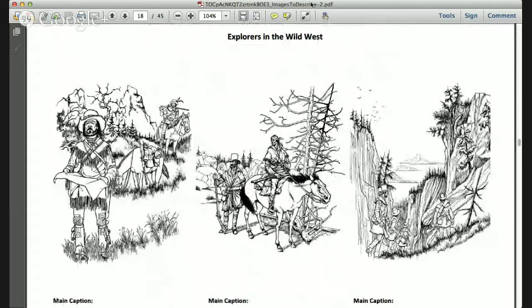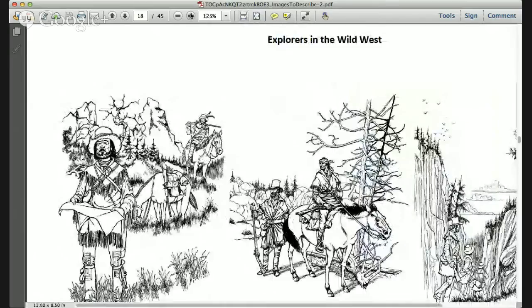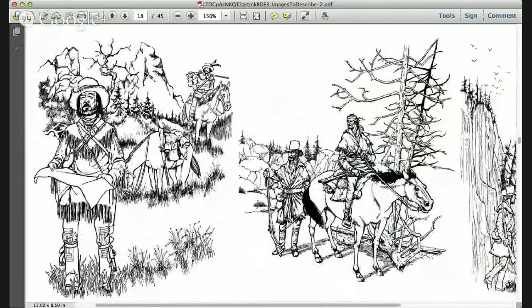Okay, we have some explorers in the Wild West, it says. Let's see. Muscab, it's your turn. So, what do you see? I think I'm going to go a little bit closer, so there's just two. It's easier to see. Okay, so I see.